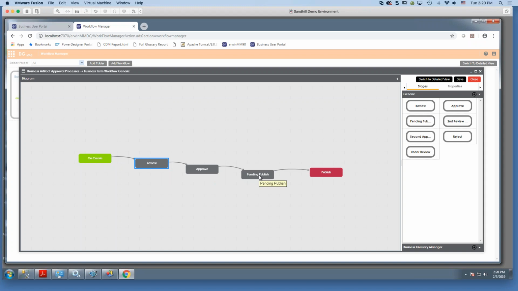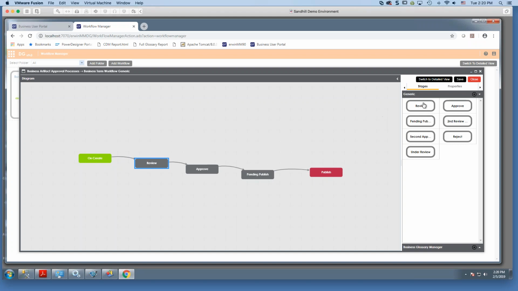And then finally, once it's approved, it goes to a pending publication where maybe a manager decides to push it into the repository and make it viewable for everybody. And then that ends the process, and then you're back to the on create. So that's generally the idea.